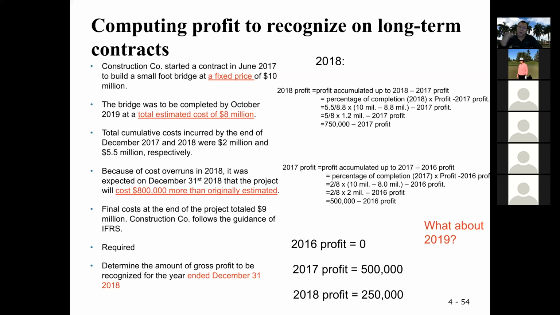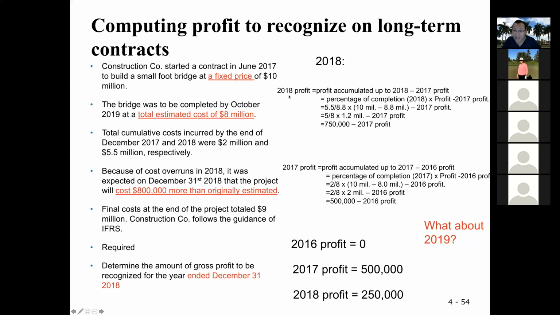Okay, so now I'm gonna go backward to talk about this once again. So in 2016, there is no profit, right? The project started in 2017, has nothing to do with 2016. At the end of 2017, the total cumulative cost is 2 million, and the total expected cost is 8 million, right? So the percentage is 2/8, 25%. And at that time, you believe the total profit is 2 million, right? 10 minus 8, 2 million. So 25% of 2 million, that's 500,000. So in 2017, you recognize $500,000 profit, okay?